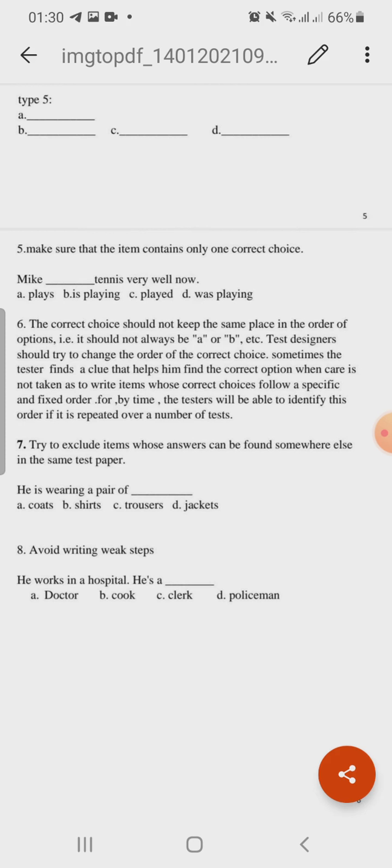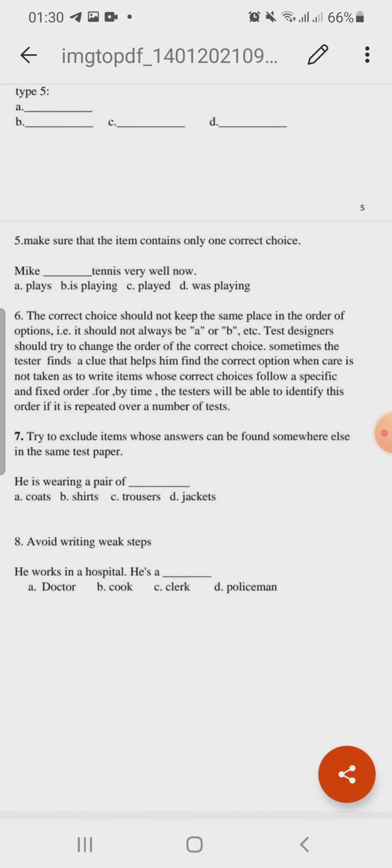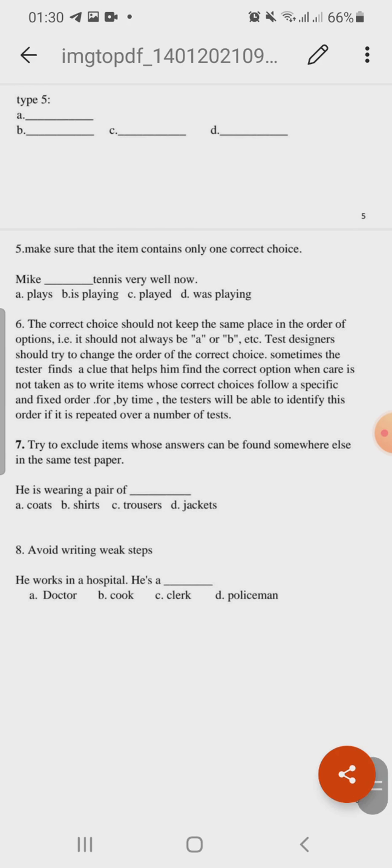7. Try to exclude items whose answers can be found somewhere else in the same test paper. يعني نتجنب أن نضع في النموذج من الأسئلة ما فيه جواب لسؤال آخر. ننتبه. He is wearing a pair of coats, shirts, trousers, jackets. 8. Avoid writing weak stems. ما نكتب خطوات ضعيفة. He works in a hospital. He is a ___. Of course, he is a doctor.